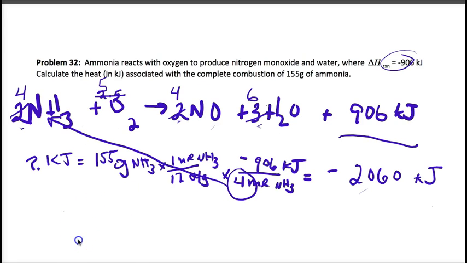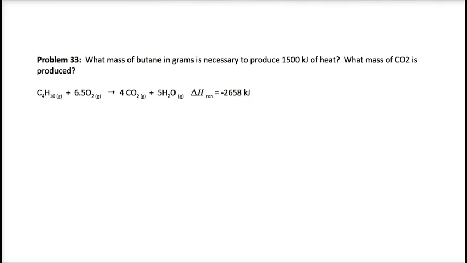Here we go. And it says, what mass of butane is necessary to produce 1500 kilojoules of heat? What mass of carbon dioxide is produced? Well, looky here, it's already balanced for you. Isn't that lovely? But wait a minute, what do you see here?